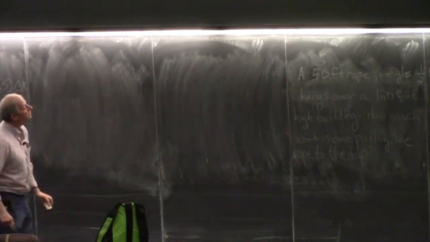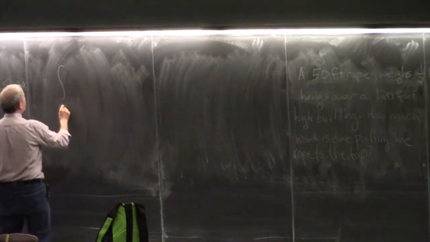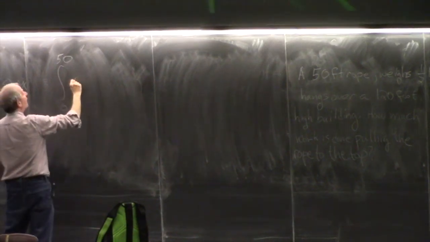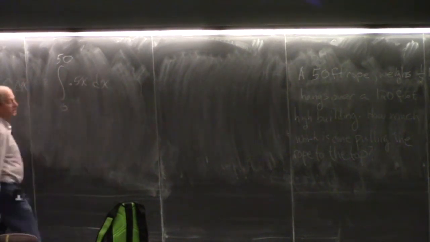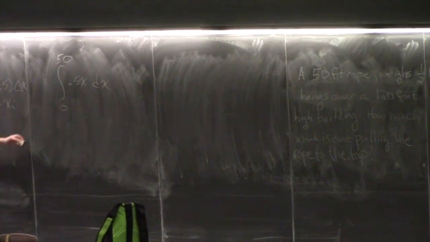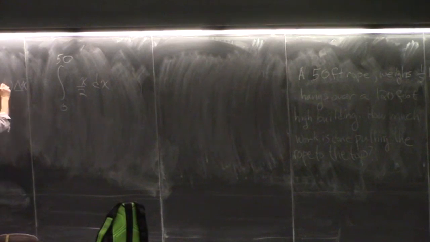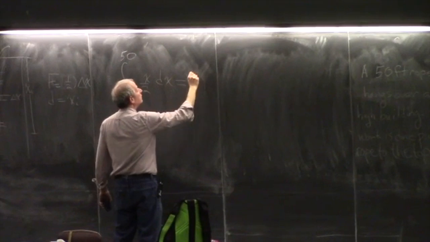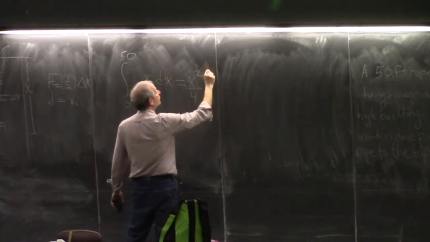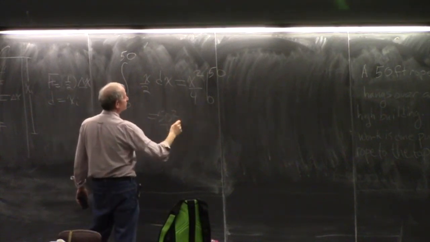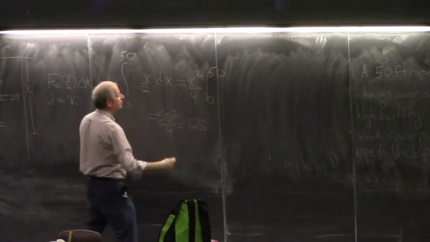we have to lift this thing. So it's a 50-foot rope, so we have to lift it 50 feet. And this is going to be 0.5x dx. So 0.5 is also known as a half, sorry. So the integral of that is x squared over 4 from 0 to 50. So that's 50 squared over 4 minus 0, which is 625.